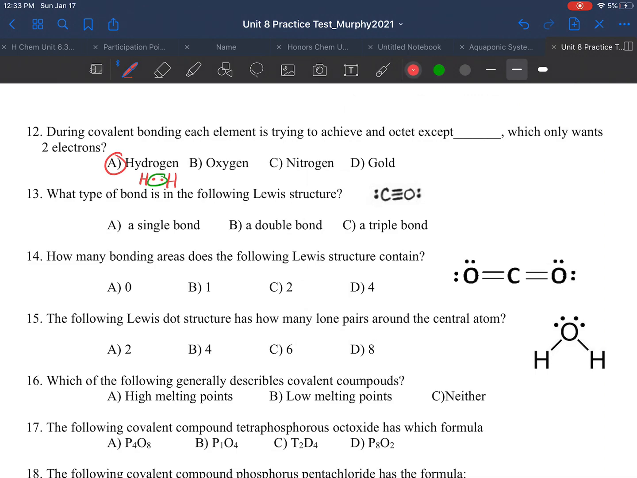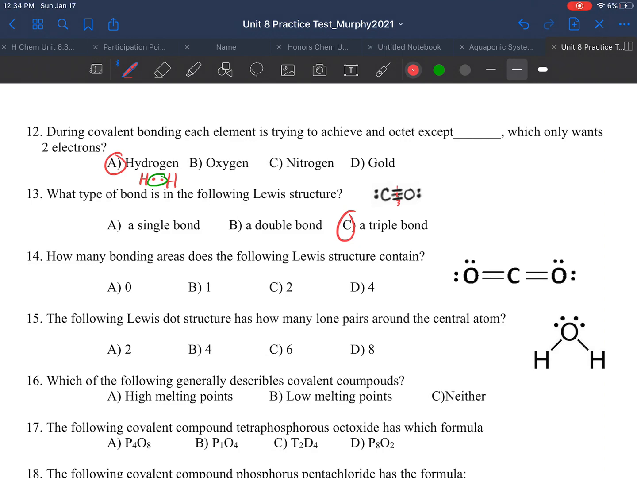Number 13. What type of bond is the following Lewis structure? Well, that is a triple bond because there's 1, 2, 3 lines in between the 2 atoms. This is also an incorrect structure, so I'm sorry for using that as an example.